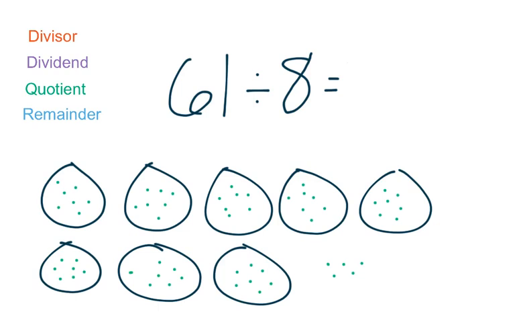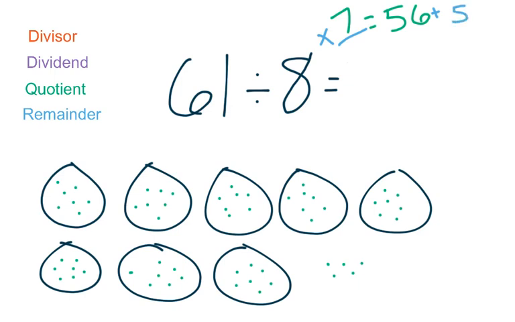Another way that I can think of this problem is thinking of my multiplication facts. So 8 times what is going to get me close to 61, but I can't go over. 8 times 7 gets me 56. That's pretty close to 61. And then I would have to count up. 56 plus what is going to give me 61? 56 plus 5 more gives me 61.